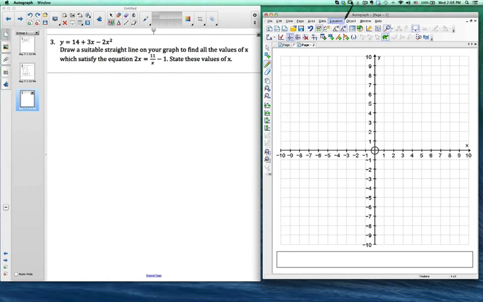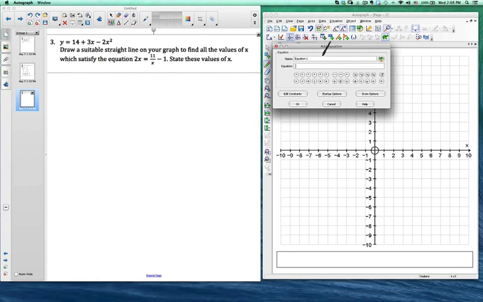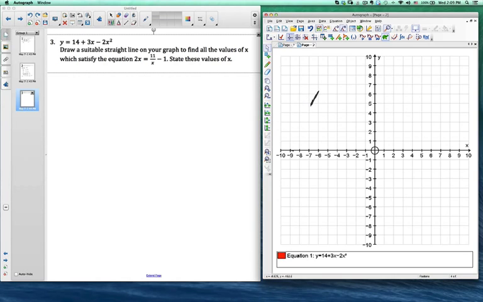Alright, so let me insert the equation first. So this is a pattern: y equals 14 plus 3x minus 2x squared. Where's the square? I believe this is square. Alright, good. So you will have the equation of the pattern over here. I think you will draw it soon. Then it will come down, and I believe you will get a very big value.